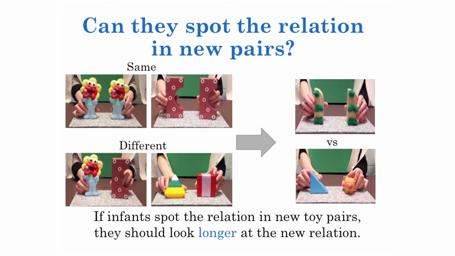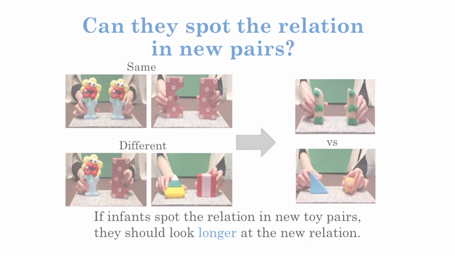Now, if what they've learned is just the objects, they should be looking equally, right? Because they're both totally new. But what if they learned the relations? Then they should look longer at the new relation. Now we wanted to see how powerful comparison was. Can it get you out of an object-focused rut the way it did with 3-year-olds and the dog?